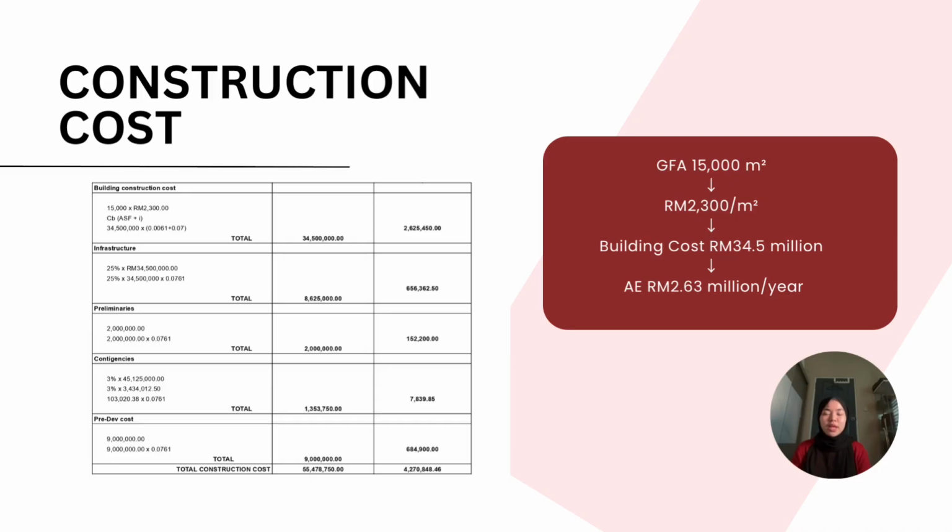103,020 ringgit. Finally, pre-development cost is estimated at 9 million ringgit, resulting in annual equivalent cost of 684,900 ringgit. So the total construction related present value is 55.48 million ringgit with annual equivalent cost of 4.22 million ringgit per year.